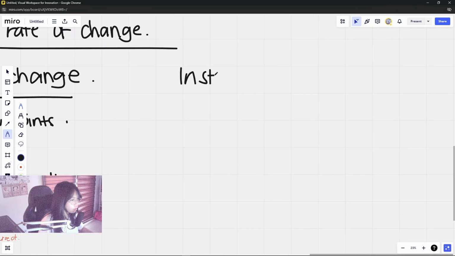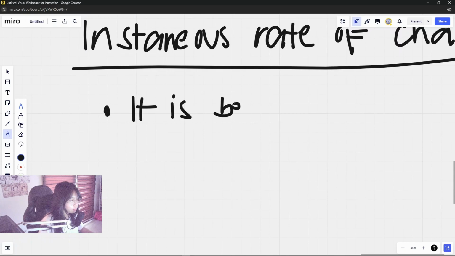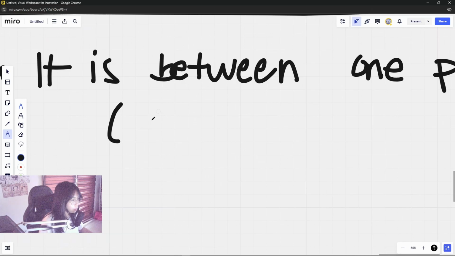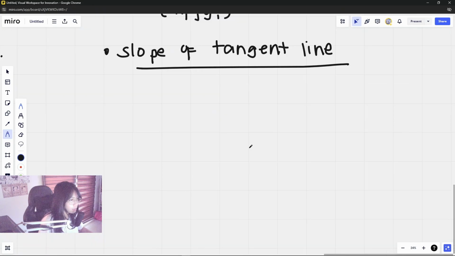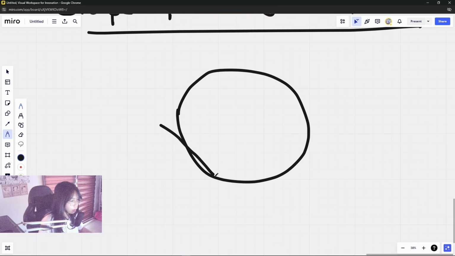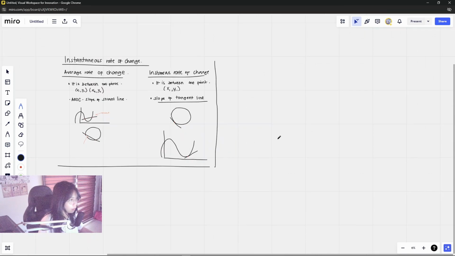So, sa instantaneous rate of change, it is between 1 point. It can be labeled as x of 1 and y of 1. It can be also called as the slope of a tangent line. Tangent, ibig sabihin niya is a line that only intersects a curve one time. So, kunwari, ayan. There. Intersect sila dyan. Na-recap na natin. Let's head on with the examples.